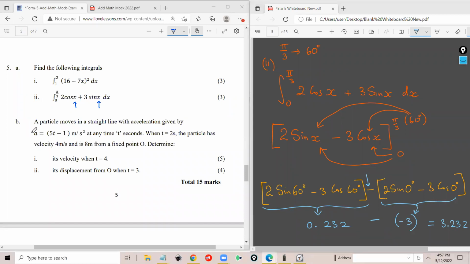All right, the next one is kinematics, but it's the integration and differentiation type. They didn't give you a graph or anything like that. So have fun.